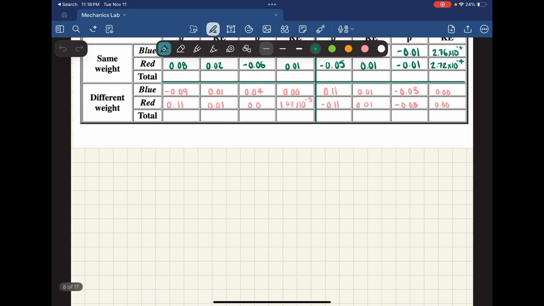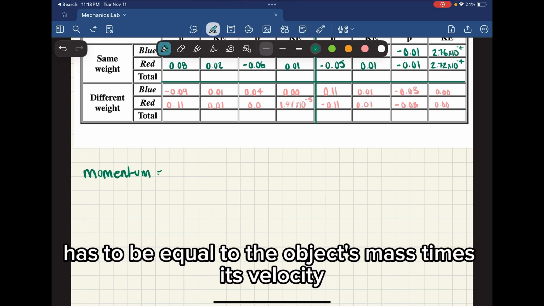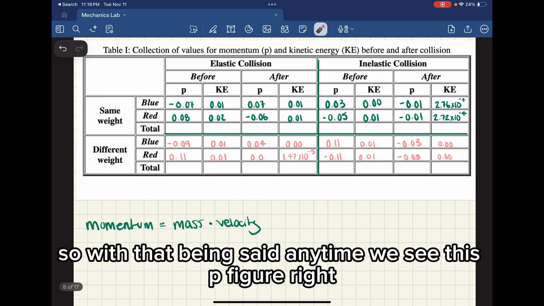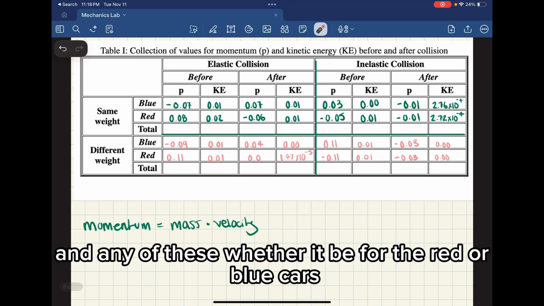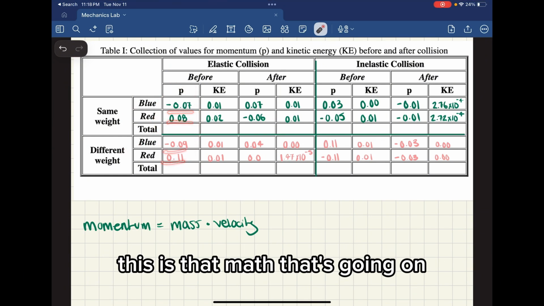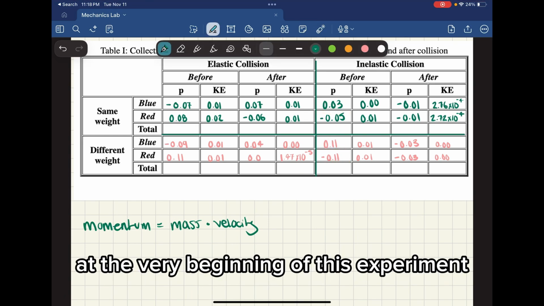And so I just want to talk about the math that you're not really seeing go down, but it's there. We know that momentum itself has to be equal to the object's mass times its velocity. So anytime we see this P figure, whether it be for the red or blue cars, and regardless if it's the same or different weight, this is the math that's going on, and this is what we had originally programmed into our calculator at the very beginning of this experiment.